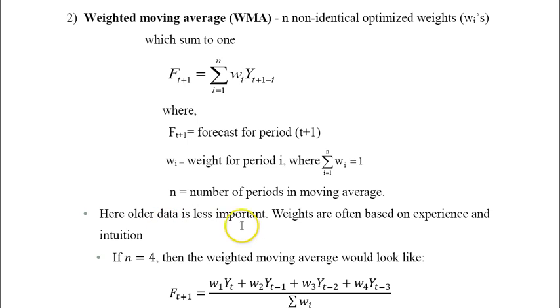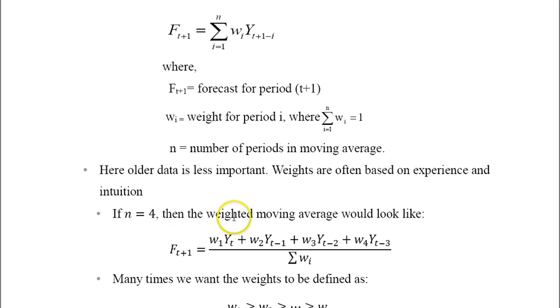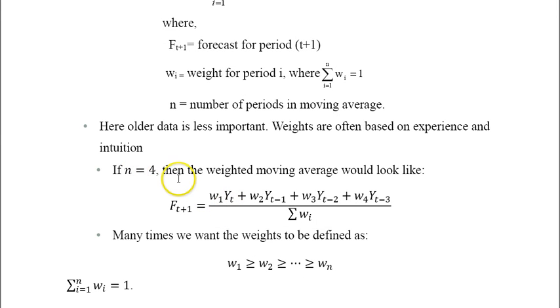So in this model, older data is less important. Weights are often based on experience and intuition, so there's no set cut formula. It's going to be some give and take. So if n equals 4, then the weighted average would look like this: W1 yt plus W2 yt minus 1 plus W3 yt minus 2 plus W4 yt minus 3 over the sum of W's. And many times we assume that the weights are such that W1 is larger than W2, larger than Wn, and they add up to 1, right?